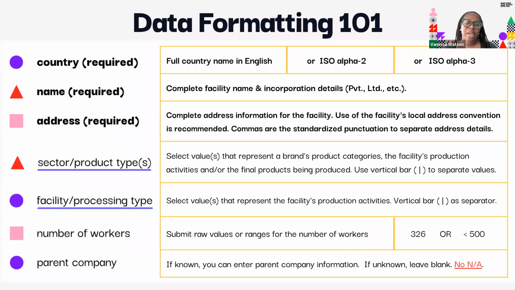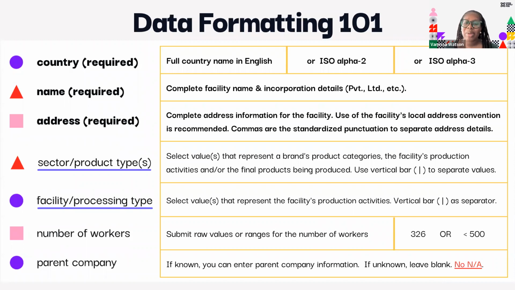For sector and product type, the sector and product type values, we suggest that you incorporate product details or sector details from the brand that is submitting that information and/or the facility's production activities that are occurring in the final products that are being produced. These two columns, the sector type and the facility processing type, I'll touch on next, allow you to enter multiple values. And when you're entering more than one value, we have a format of using a vertical bar to separate that, and we'll see what that looks like in the next slide.